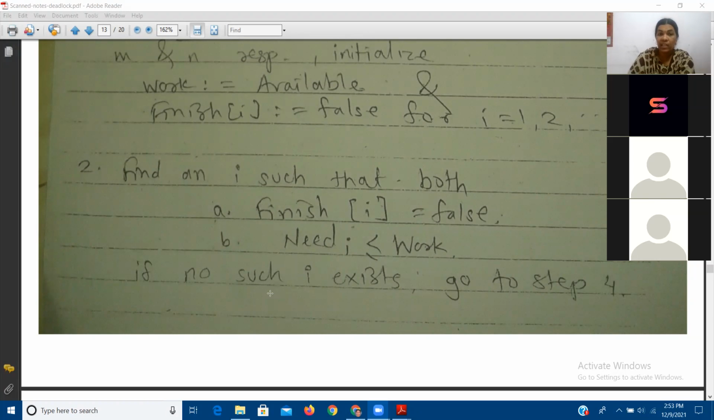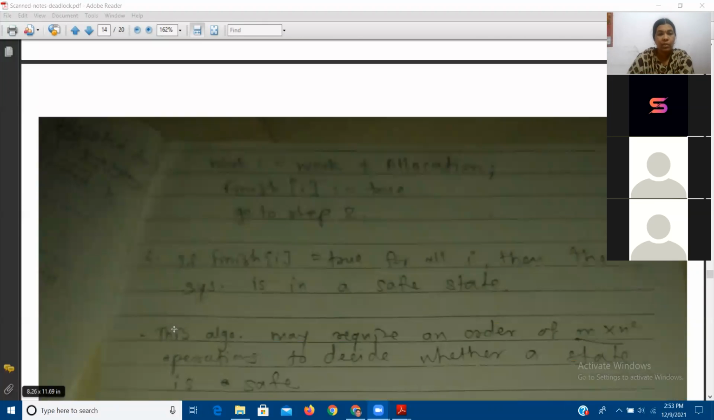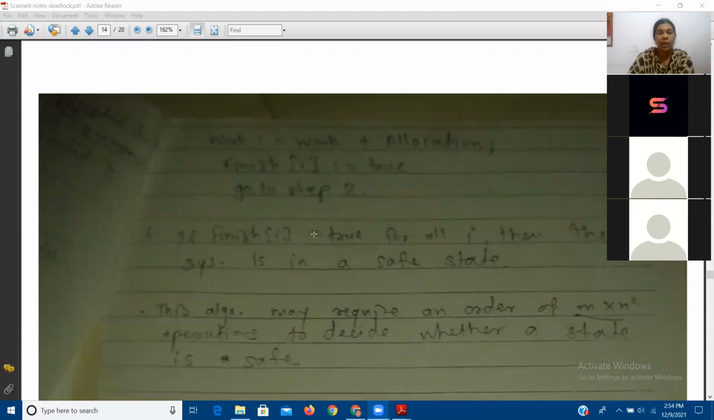If such an I exists, we have to go to the third step, and if not, go to the fourth step. So this is the third step: work is equal to work plus allocation, finish of I is equal to true, go to step 2. And the fourth step: if finish of I is equal to true for all I, then the system is in a safe state.